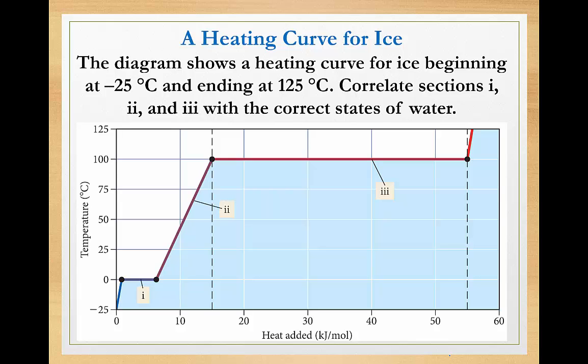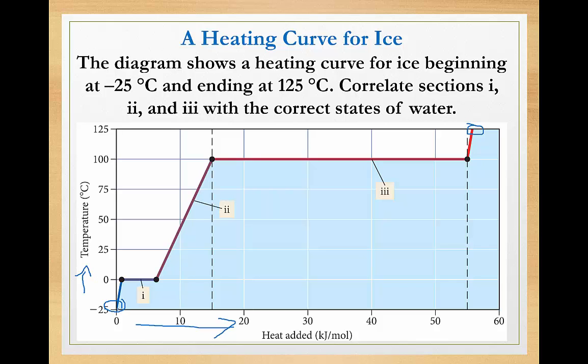So we're going from a very cold piece of ice at negative 25 degrees all the way up to gas, to water vapor at 125 degrees. Okay, so here's the difference here. And we've got the same chart. We're going to add heat this way. We're going to increase temperature this way.